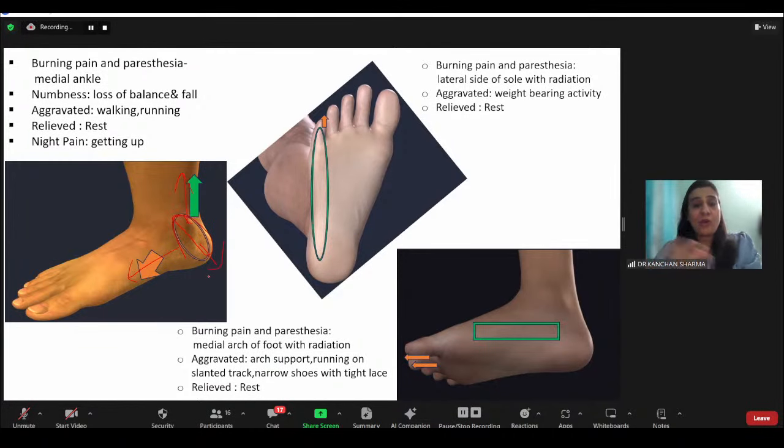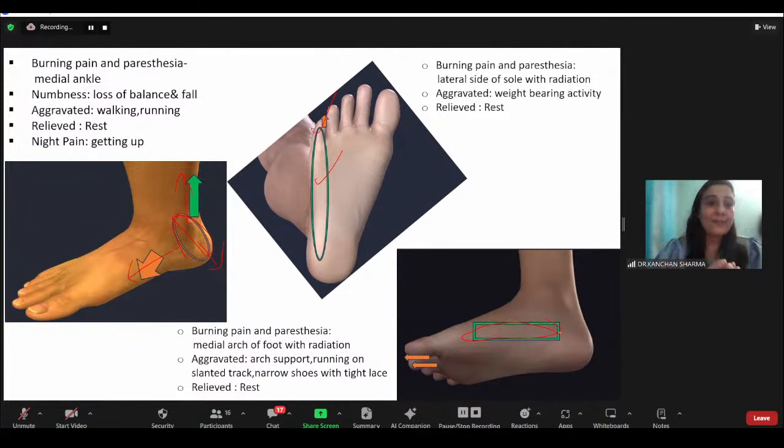But if I'm thinking of a lateral plantar nerve entrapment, obviously my pain is going to be towards the lateral side and that will be radiating towards these toes, the lateral toes. And if I'm expecting it to be a medial plantar nerve entrapment, then the pain is going to be towards the medial arch or the medial heel, and this will be radiating towards the great toe and the toe which is adjacent to it. So this is how varied presentation of pain will be helping you to understand what exactly you can think about.